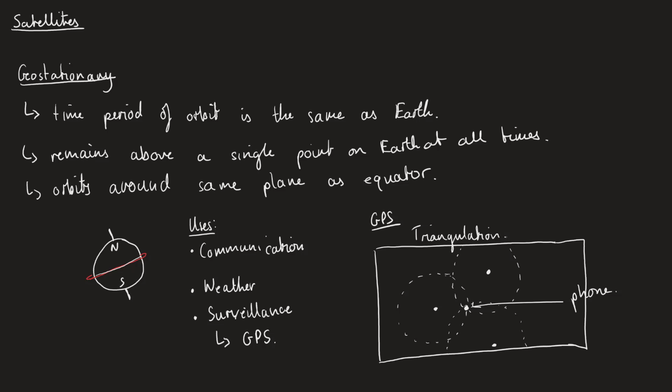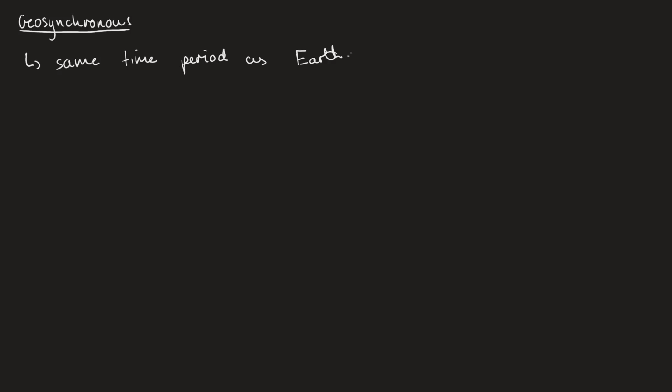but the process of triangulation is the same. Okay. So the difference between this and then geosynchronous orbits, so the second type of orbit we're going to look at is geosynchronous, is that the synchronous part of the geosynchronous orbits means that it still has the same time period as Earth. However, geosynchronous orbits don't stay in the same position above the Earth at all times.